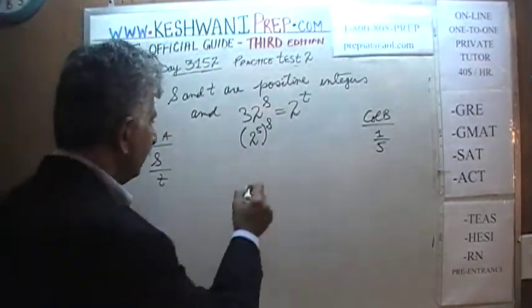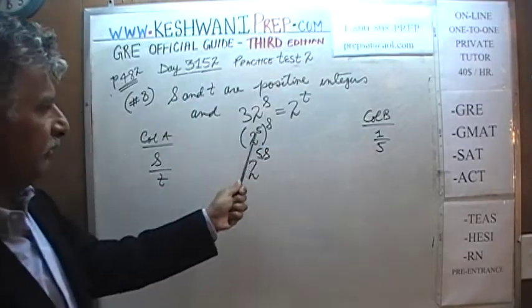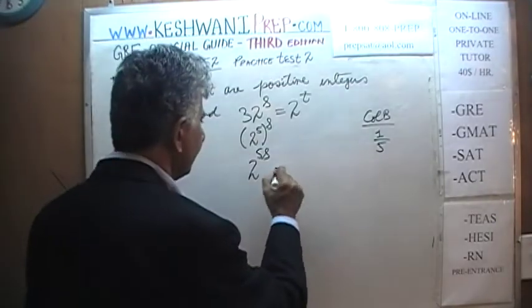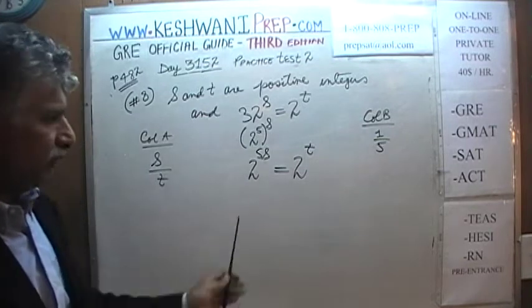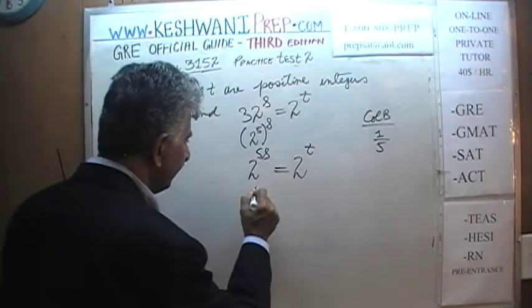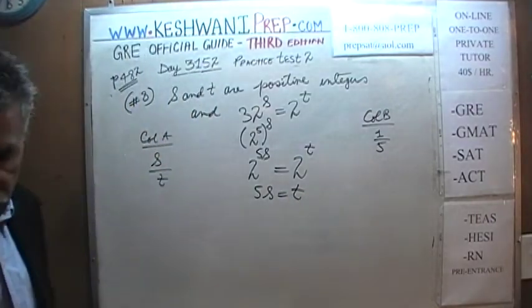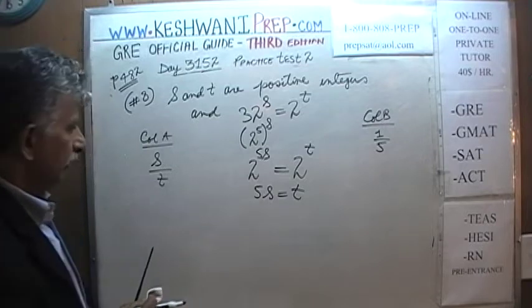Which is same as 2 raised to 5 times S, because we're going to multiply the exponent because it's outside the parenthesis. And that we are told is same as 2 raised to T. Now we have the same bases. Which means 5S must equal T. Alright. Where can we go next?